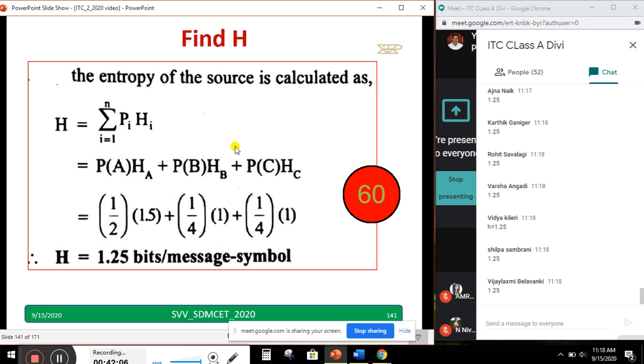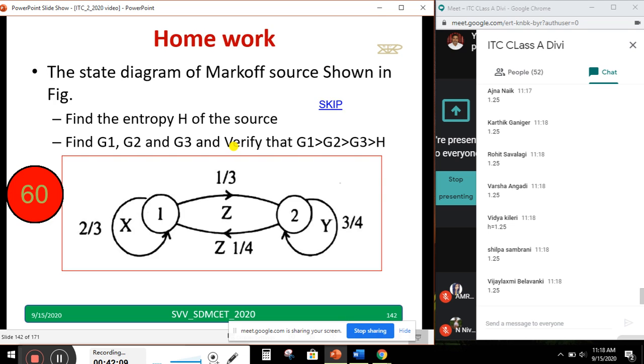Okay. So now let us go to the next. Take this as a homework. I will not solve it. The state diagram of a Markov source is shown in the figure. Find the entropy H of the source. To find the entropy H of the source, you have to find out H1, H2. Find G1, G2 and G3, and verify that G1 is greater than G2 is greater than G3 is greater than H.